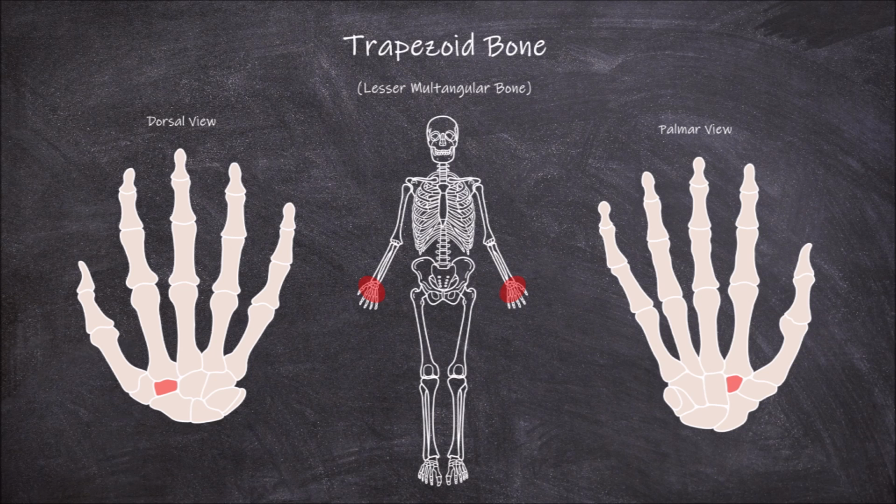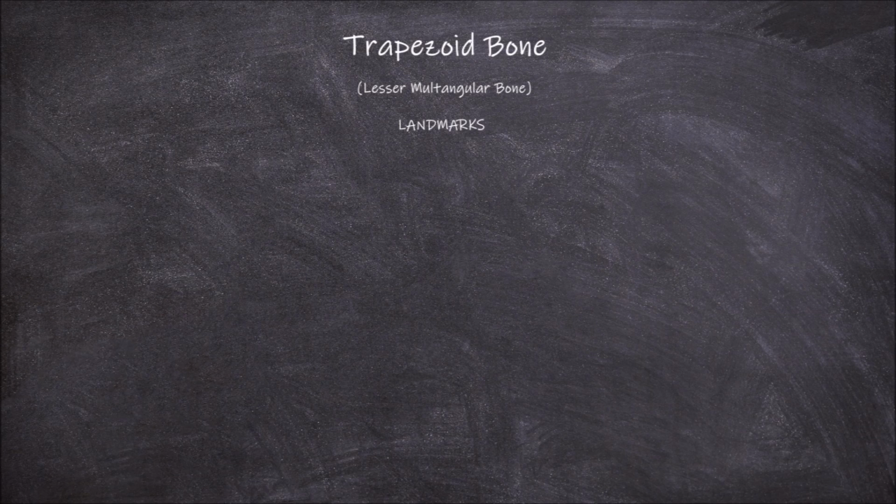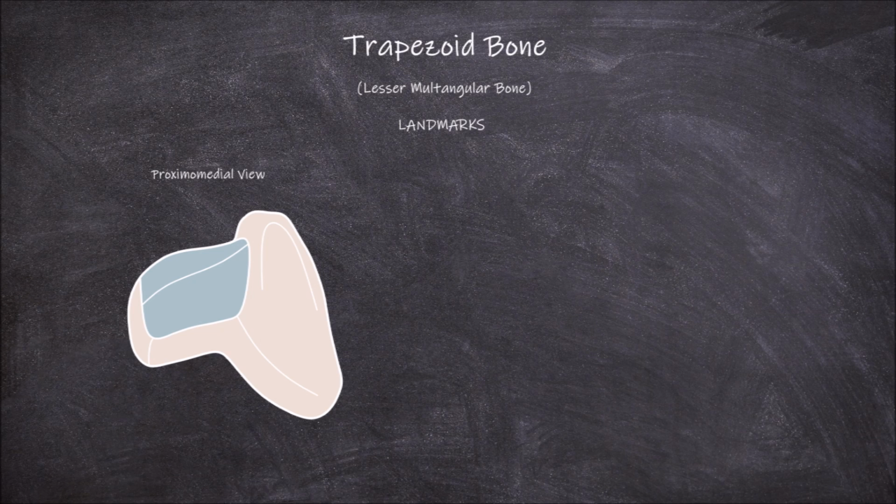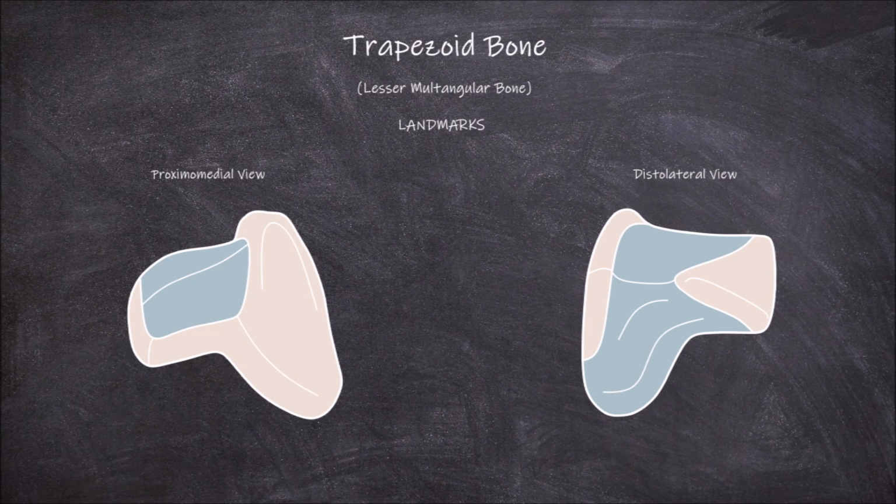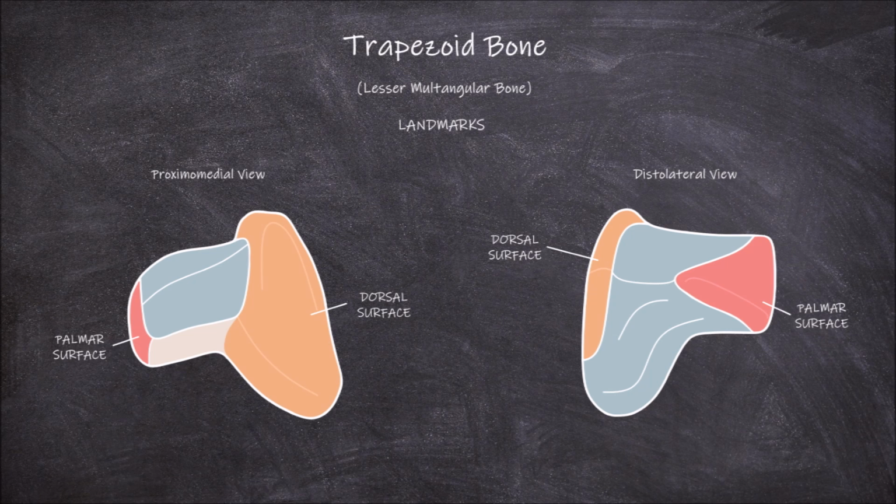Now we're going to look at the different landmarks and features of the trapezoid bone. Here we have the proximo-medial view and the disto-lateral view of this bone. This bone has 6 surfaces. The first of these surfaces is the palmar surface, which is roughened for ligament attachment. The second surface is the dorsal surface, which is also roughened for ligament attachment.